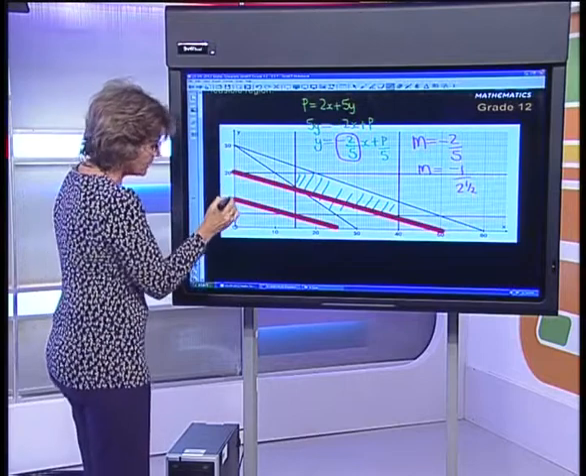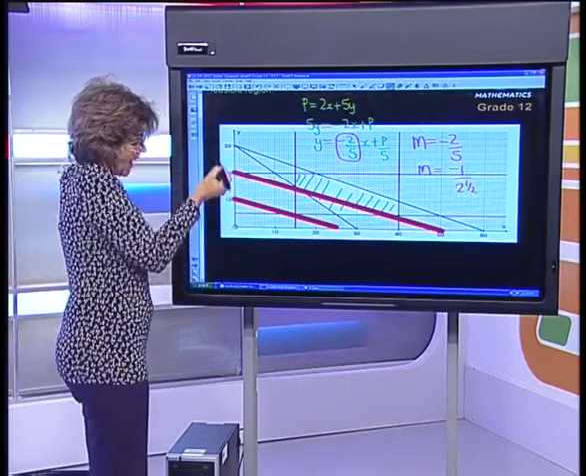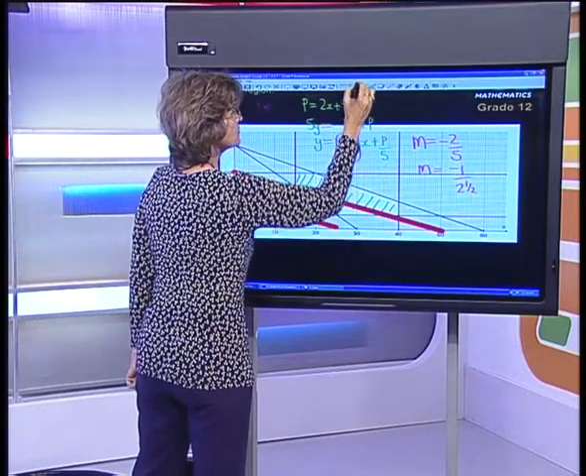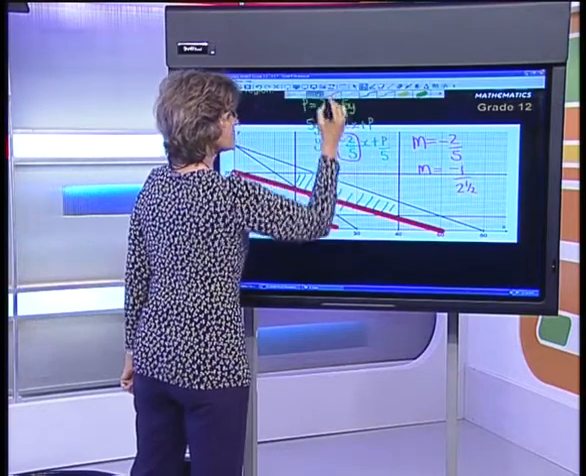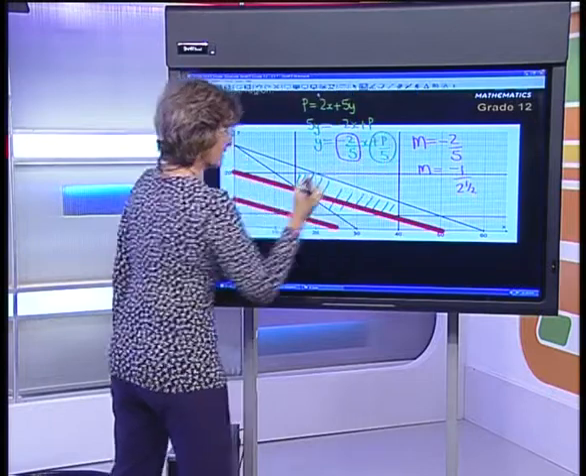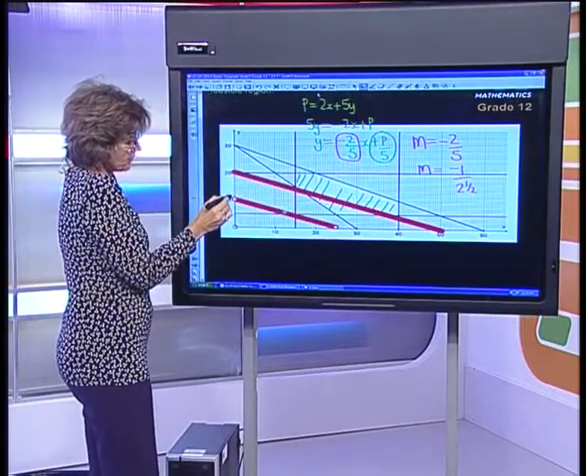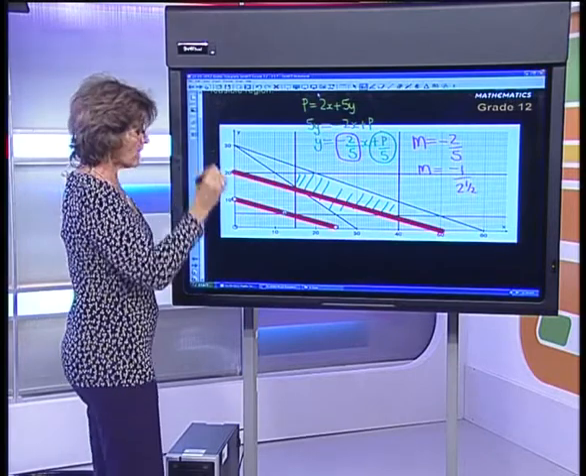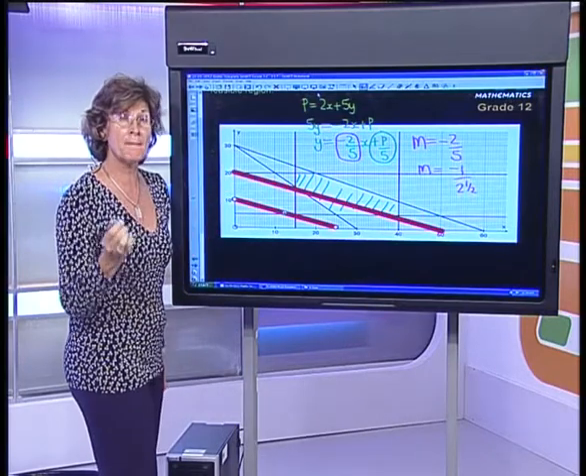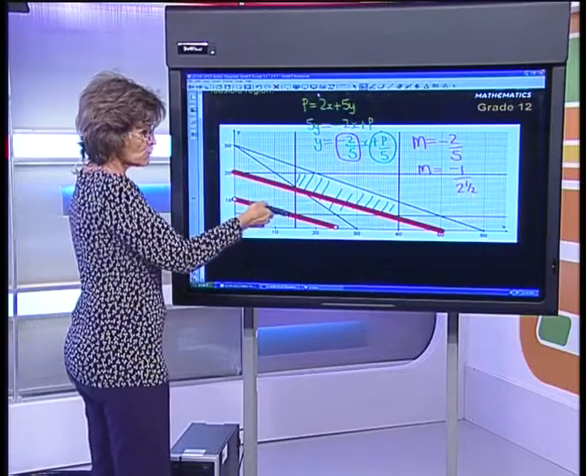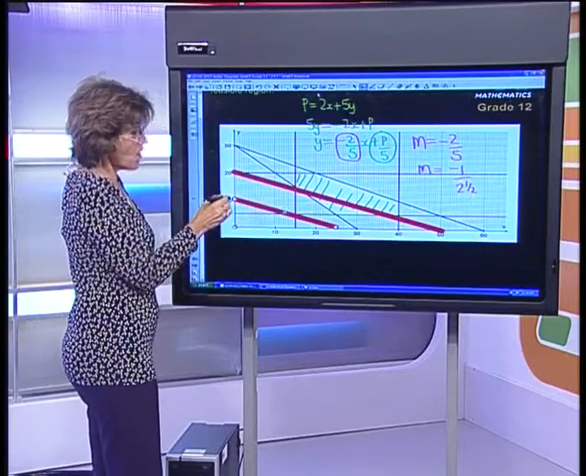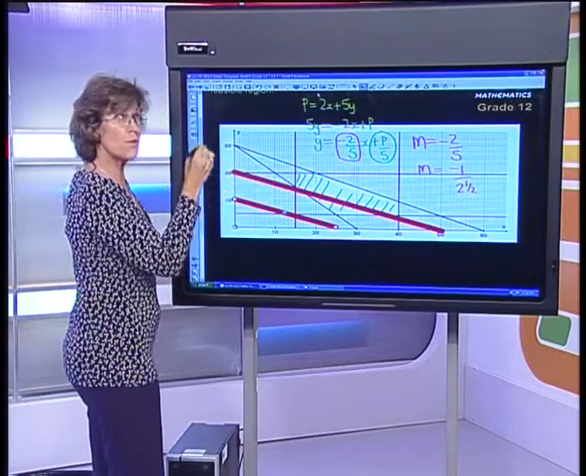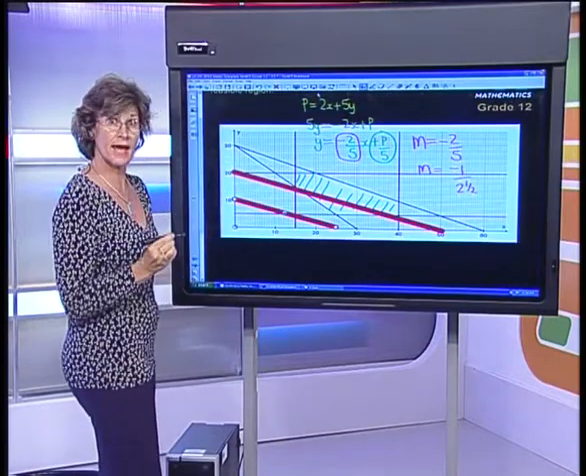But this one hits the axis, the y cut, as low as 10. This one hits the y cut as high as 20. And we are wanting it to be minimized. So in fact, this red line has got a lower y cut than this red line. And we want it to be minimized.